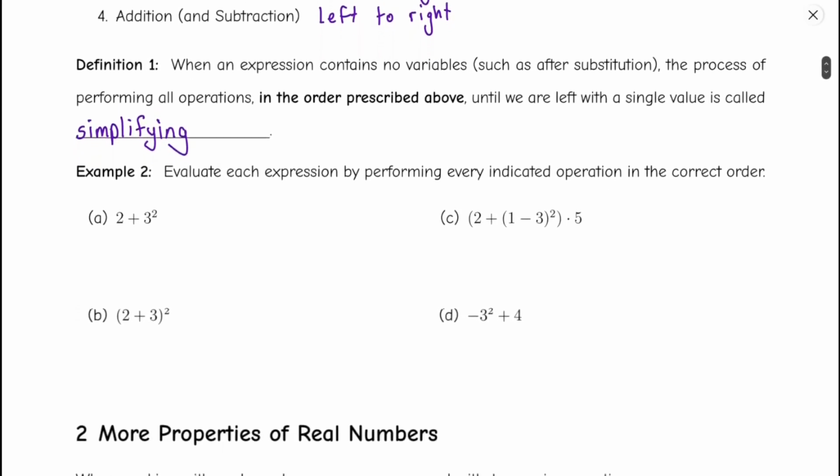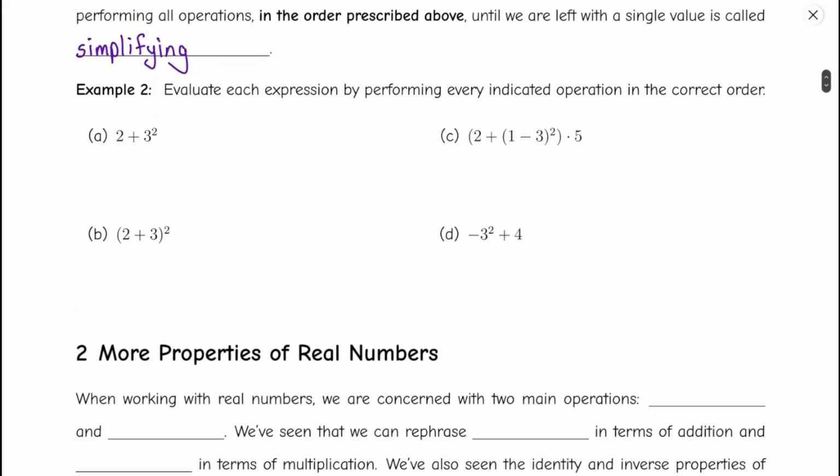Example. Evaluate each expression by performing every indicated operation in the correct order. So A, 2 plus 3 squared. There are no parentheses, so we move on to step 2, which is exponents. 3 squared is 9, and 2 plus 9 is 11. B, there are parentheses, so we have to do what's in the parentheses first. So 2 plus 3 is 5, and then we have it squared, and 5 squared is 25.